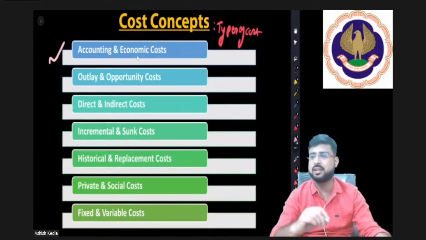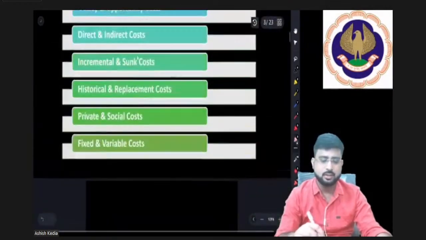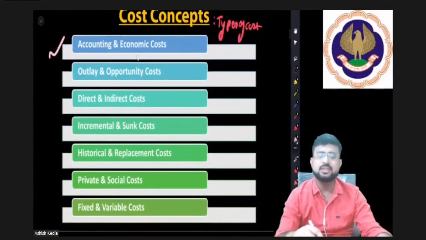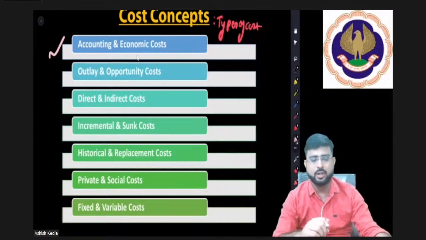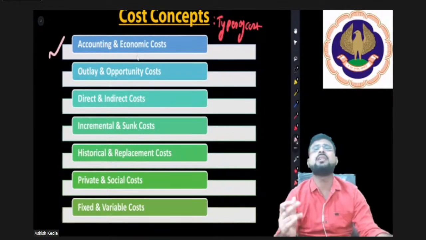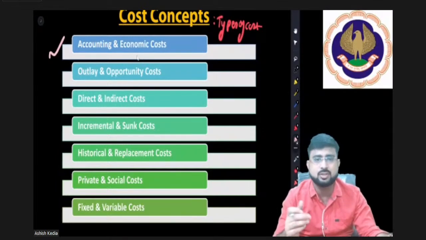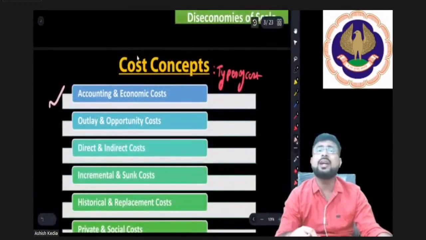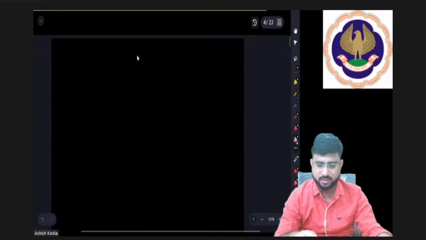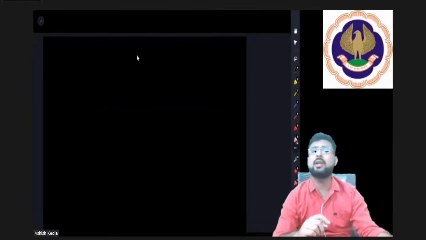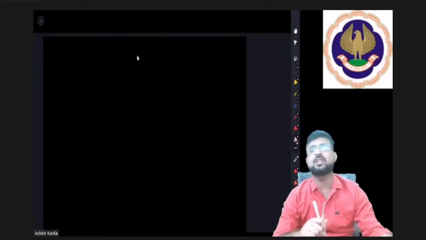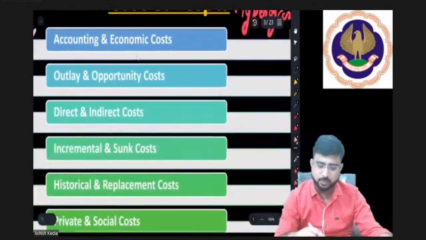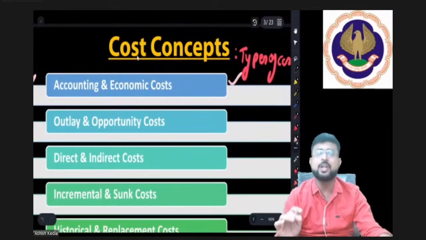We are doing the chapter theory of cost. Under this, the first concept that we are learning is accounting and economic cost. Before I talk about it, obviously all of us know the meaning of cost. Any expense incurred is cost. Now, before explaining accounting and economic cost, I first want to clear the concept of explicit cost and implicit cost, because once you understand explicit and implicit, accounting and economic is going to be a joke for you.